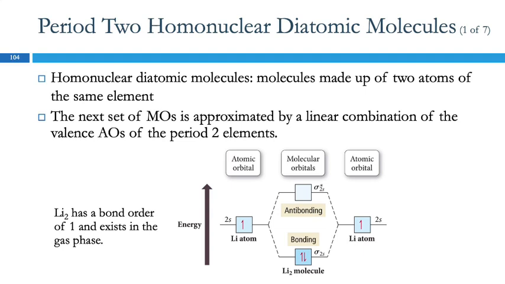So getting into period 2, and again, what we're talking about here are homonuclear diatomic molecules. So two atoms, homonuclear, the same nuclei, they are the same element. So things like Li2 and B2 and C2. So going to the next level, in period 2, again, we have s orbitals. And the s orbitals in the second level combine just like the ones in the first level and give us a bonding and an anti-bonding.